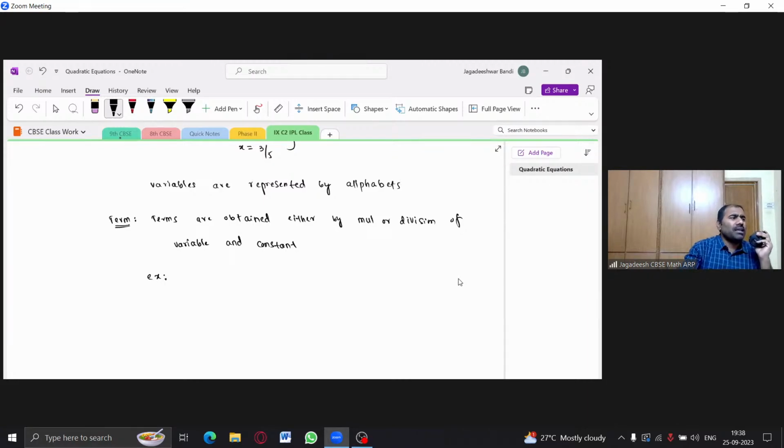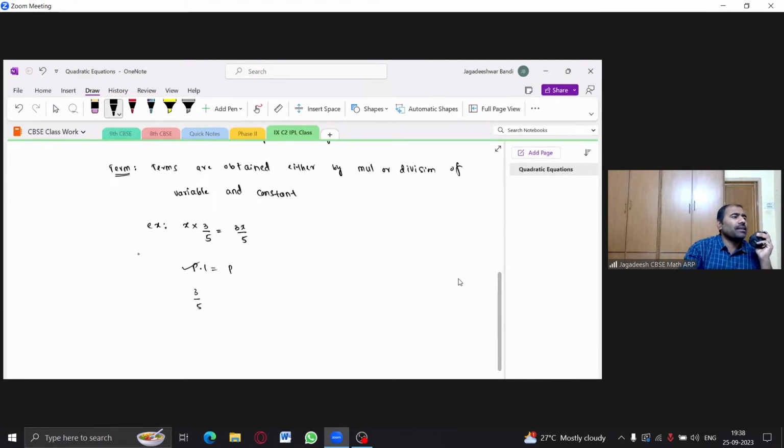Let us take some variable x and multiply it by some constant, maybe 3 by 5, which is 3x by 5. So 3x by 5 is a term. You can ask me, what if I take only a variable, suppose p? Yes, no doubt at all, we can write it as p into 1, which gives you p. So hence the variable alone is also called a term.